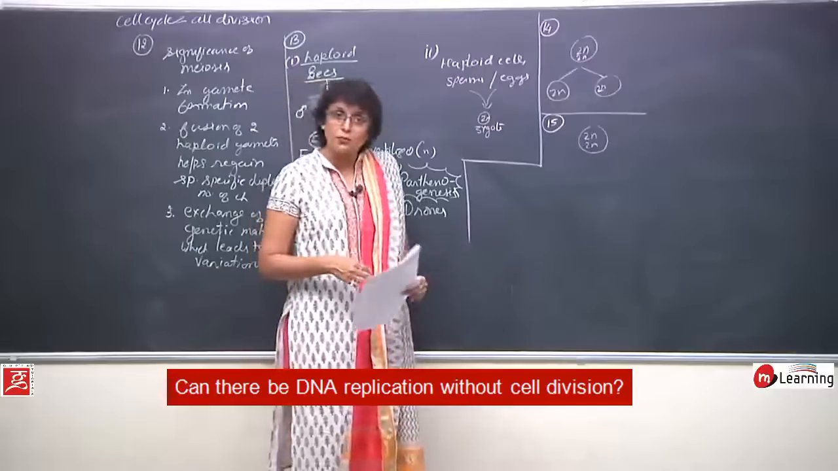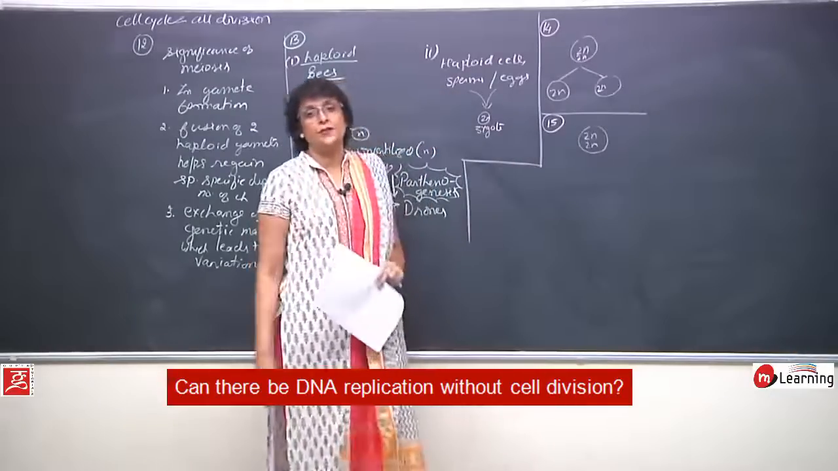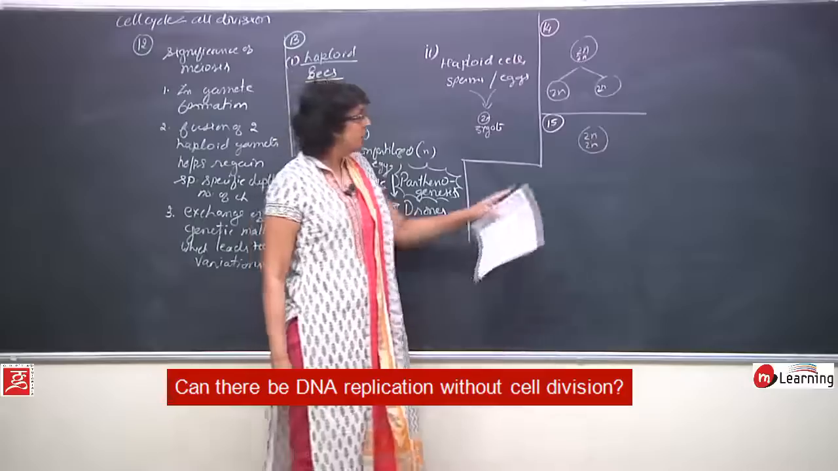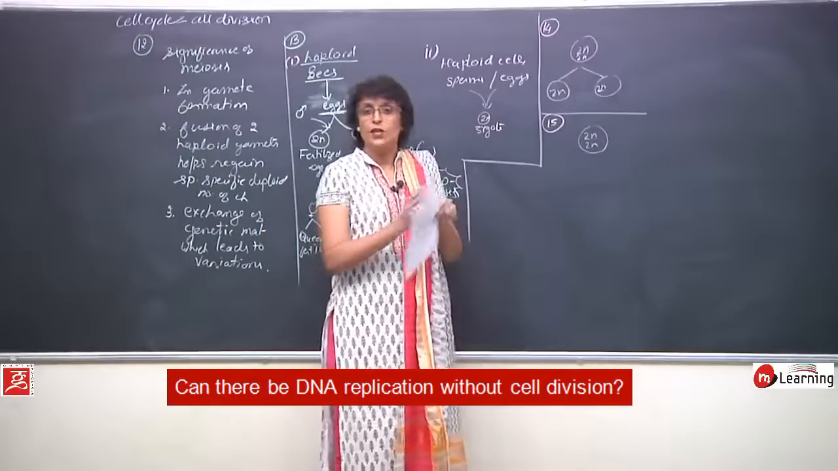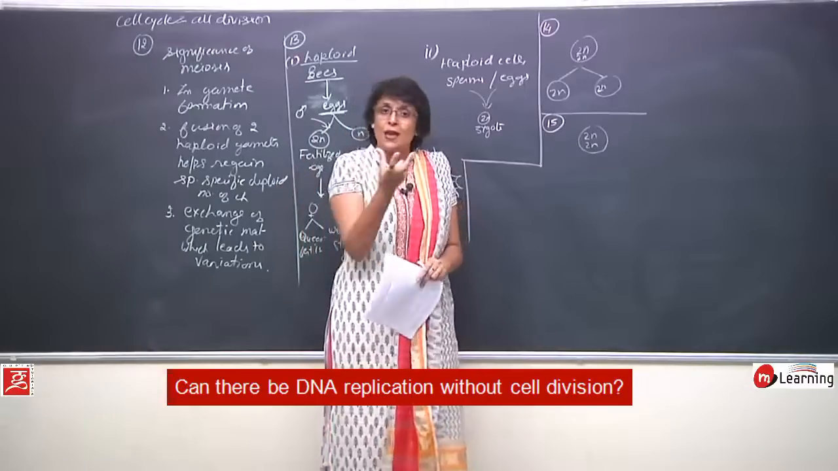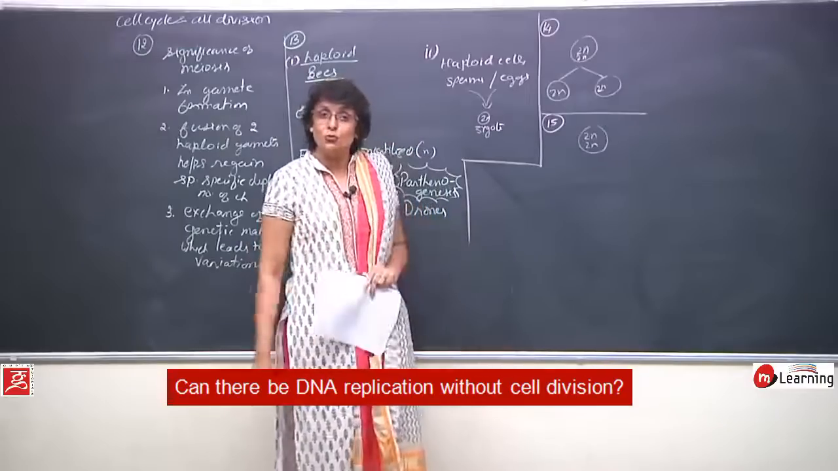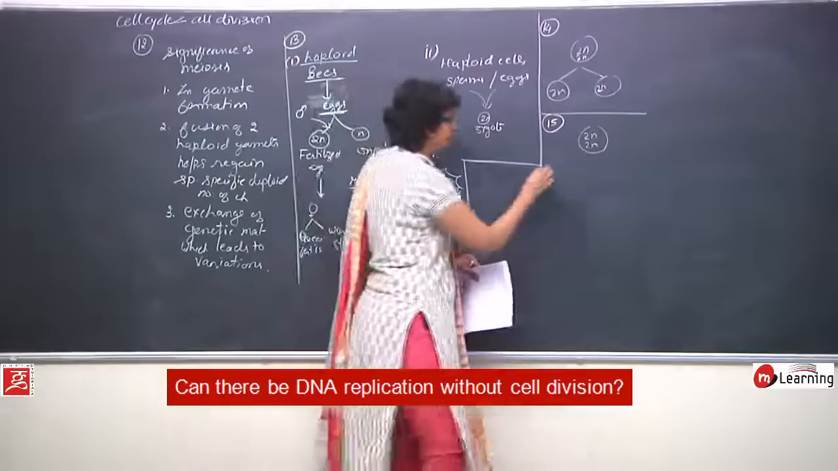So this is possible. Suppose after this, the cell is given colchicine treatment. Colchicine is one mitotic poison. It would not let the spindle fibers form. No spindle fibers, those chromosomes will not separate, no new nuclei will be formed. So everything is going to remain in one cell without separating into two daughter cells. So we will get polyploid cells.